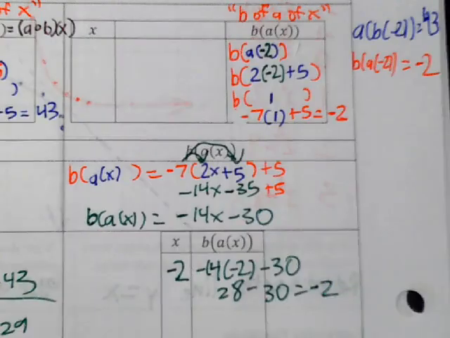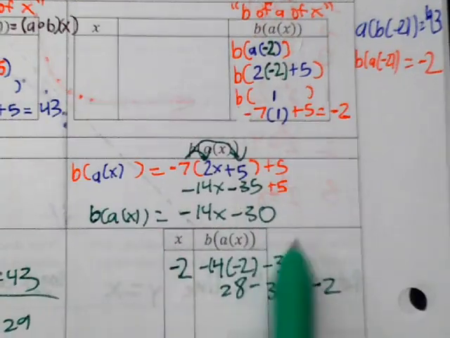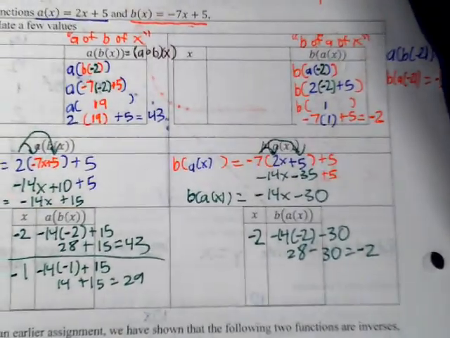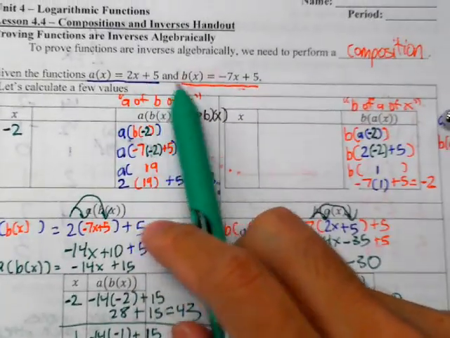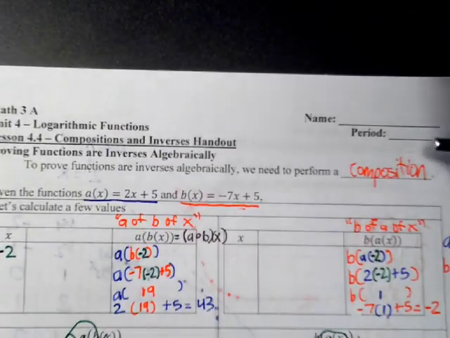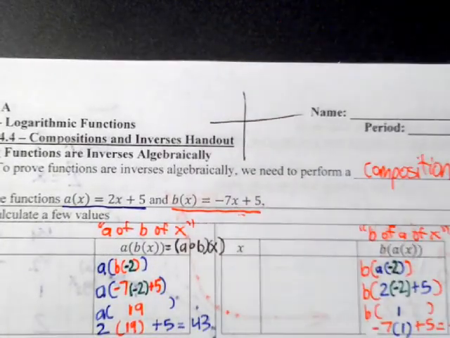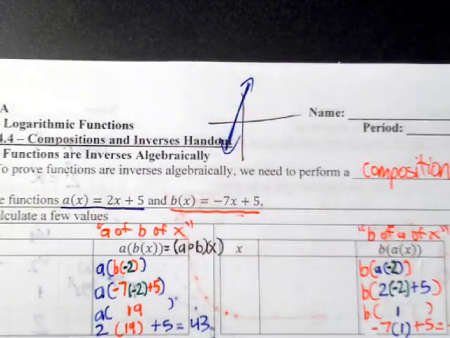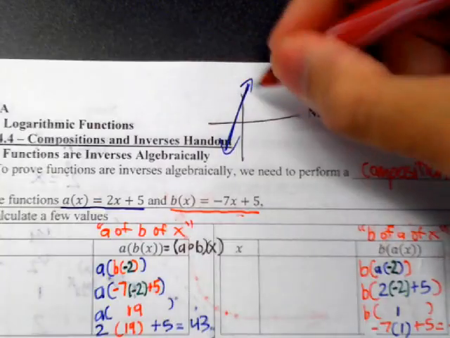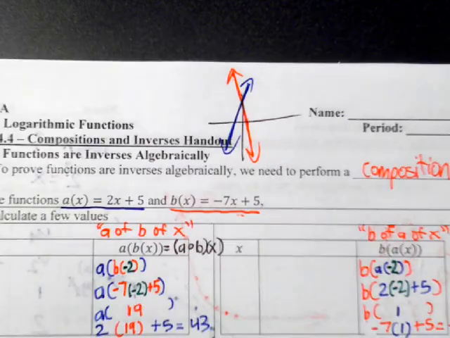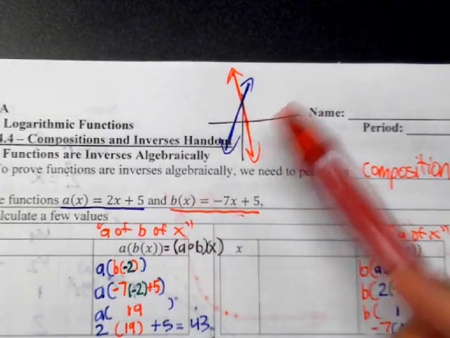Okay, so those two functions, 2x plus 5 and negative 7x plus 5, if we were to graph them, they would look something like this, right? 2x plus 5 would look kind of like this, and then negative 7x plus 5 would be very steep, but pointing the other direction. Okay, so these two functions are not inverses, right? They are not reflections over y equals x.